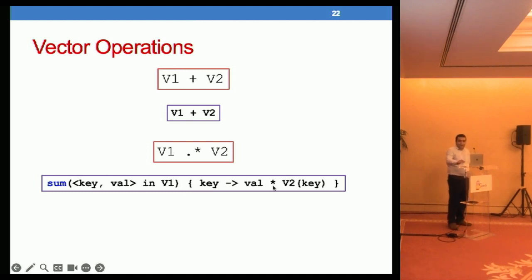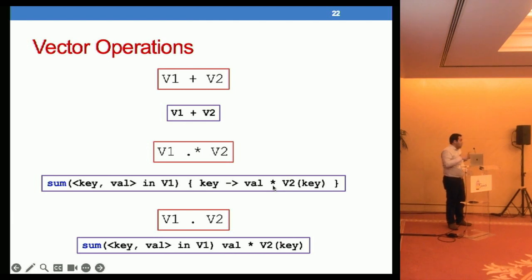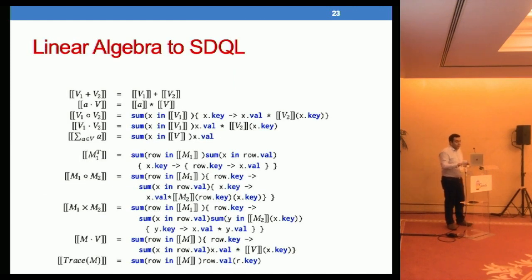And now, in the case of the dot product, we just don't need to create these intermediate dictionaries at all. We just are going to sum them up. And similarly, again, we have the translation for a bunch of linear algebra operators.